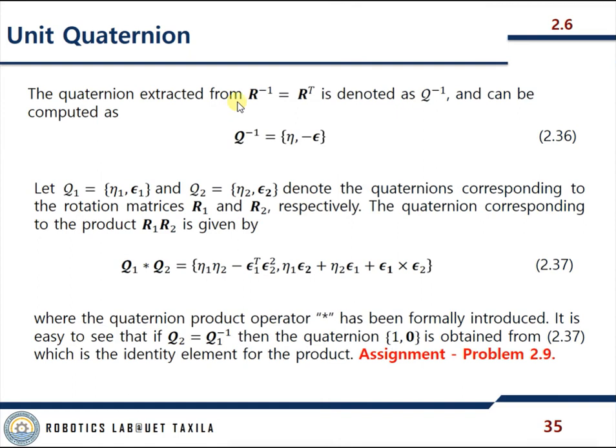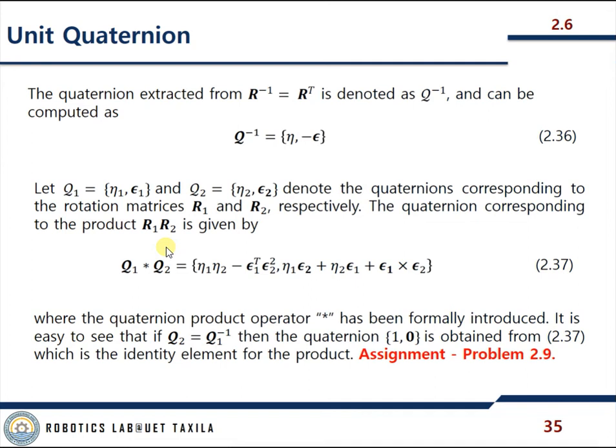The quaternion extracted from R inverse, which equals R transpose, is denoted as quaternion inverse and can be computed as this. Okay, so let Q1, quaternion 1, represent eta 1, epsilon 1, and Q2 represent eta 2, epsilon 2, denoting the quaternions corresponding to the rotation matrices R1 and R2 respectively. The quaternion corresponding to the product R1 R2 is given by this. So you would get this product.